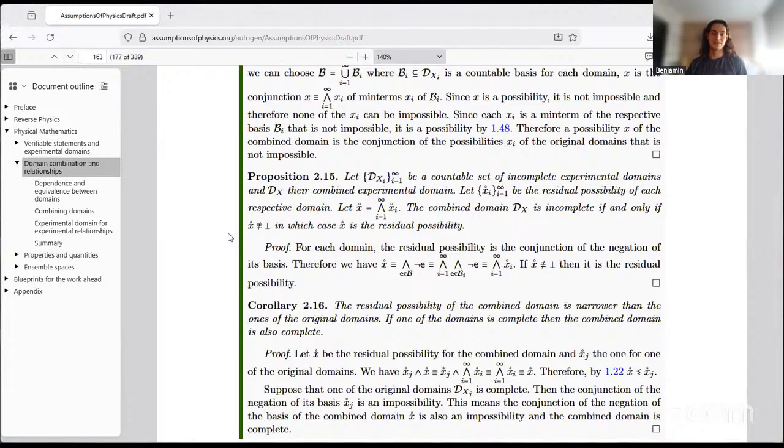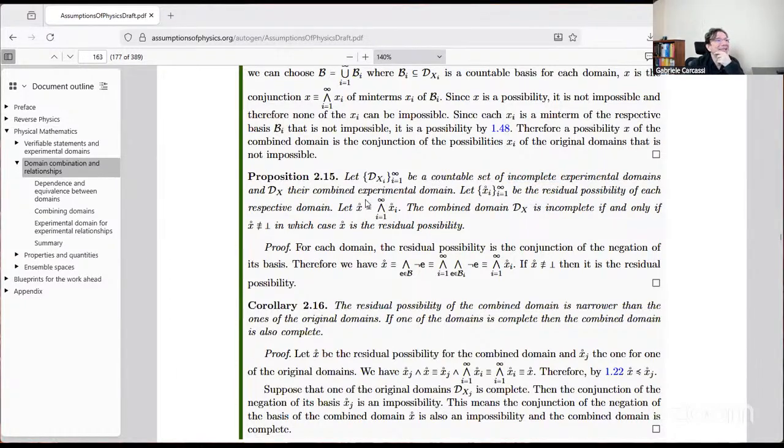The combined domain X is incomplete if and only if circle X is not equivalent to impossibility, in which case circle X is the residual possibility. Okay, so this is the awful thing about this possibility: it's true when all the contingent verifiable statements are false, right? So it's basically what remains from having tested everything and you found no possibility. And those domains are called incomplete, if you recall, if there is this residual possibility.